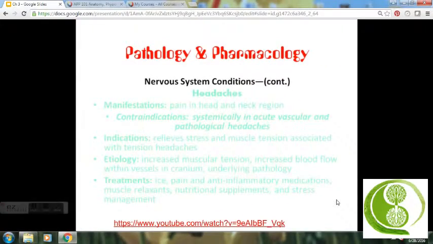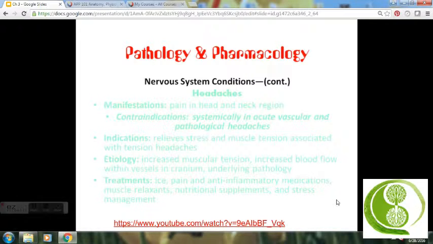Okay, so next up we have headaches. Headaches manifest as pain in the head and neck region. Contraindications are systemic and acute vascular and pathological headaches. Typically, if someone has a vascular headache, they have a migraine, and they're not going to want you to touch them anyway. They're going to be at home in a dark place, complete silence, and no light.